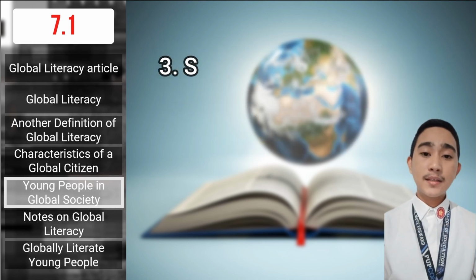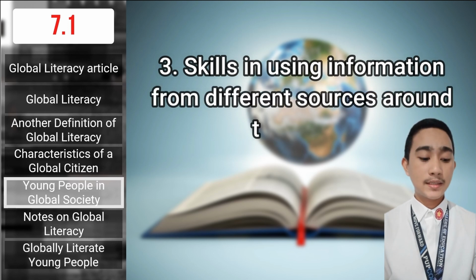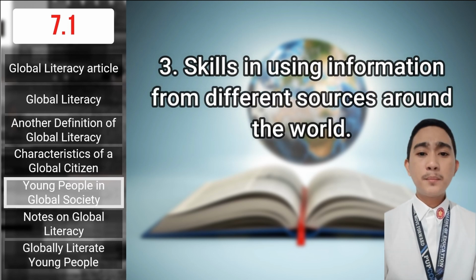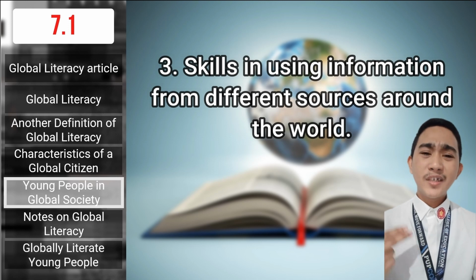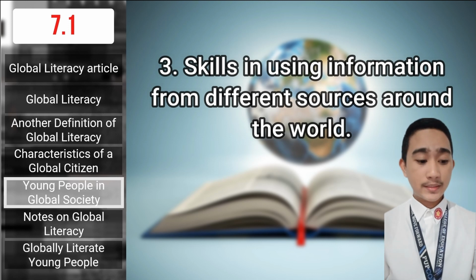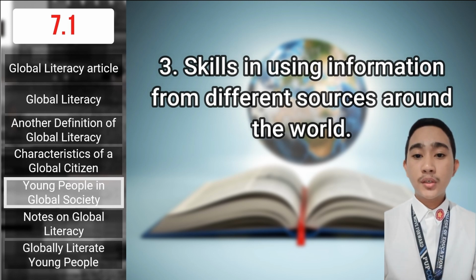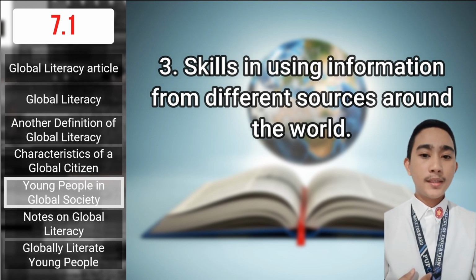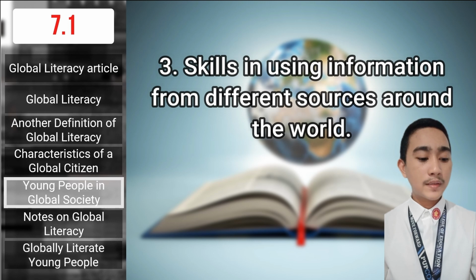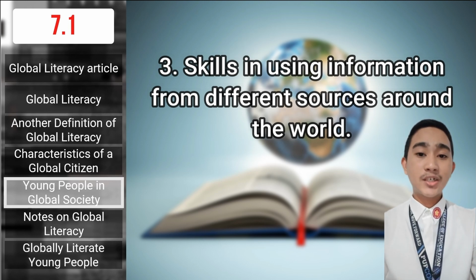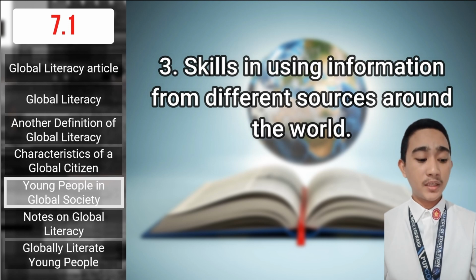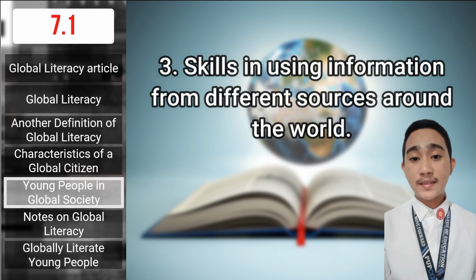Third one, we have skills in using information from different sources around the world. So this simply means that we should not just stick to using one source. Learn to utilize different sources, for it allows us to compare and evaluate the information we gathered worldwide. It is also a great way for us to have the knowledge we need to understand other world regions. By doing that, we should teach our students how to decipher information they read from other sources around the world.